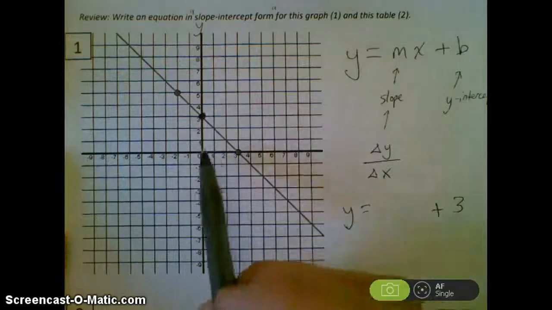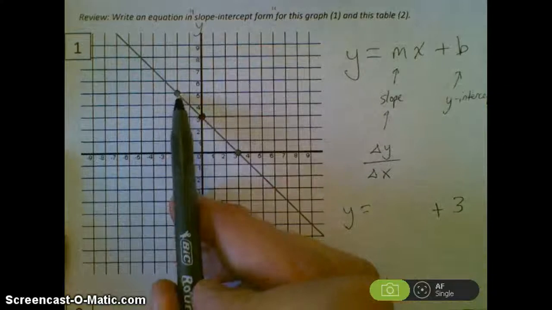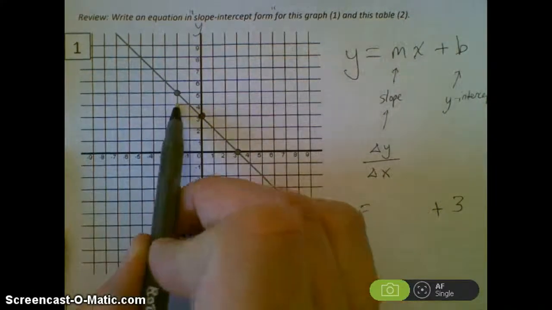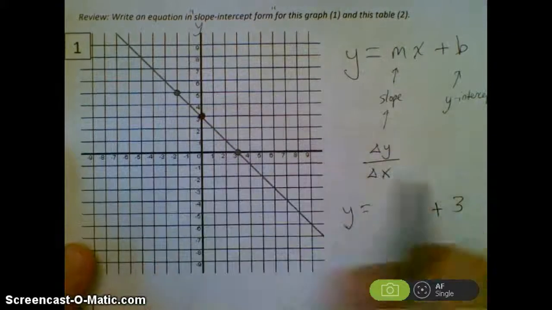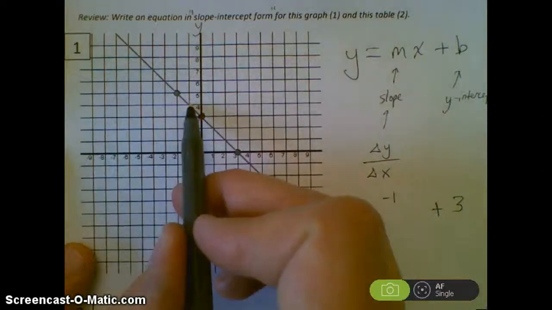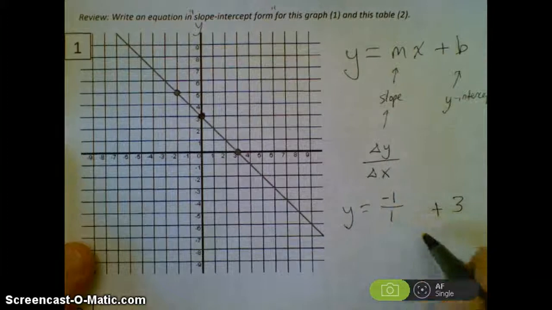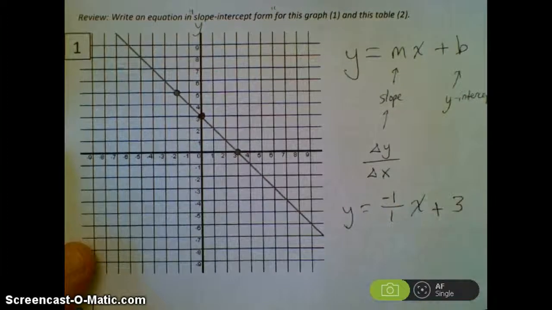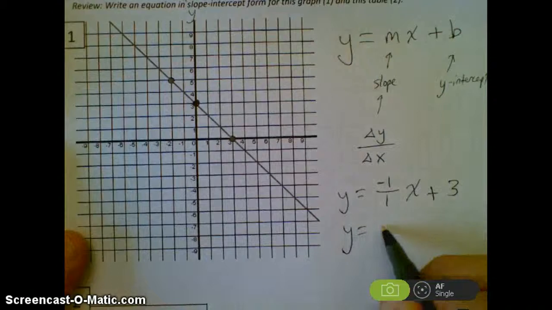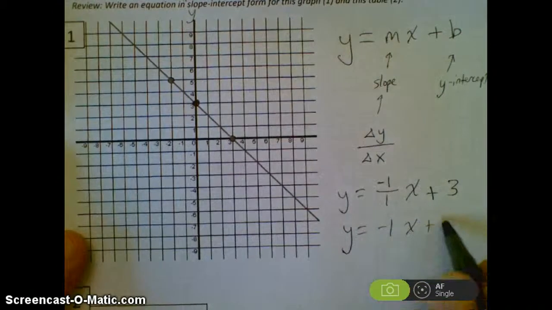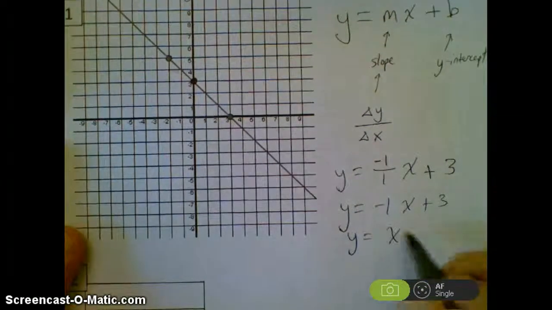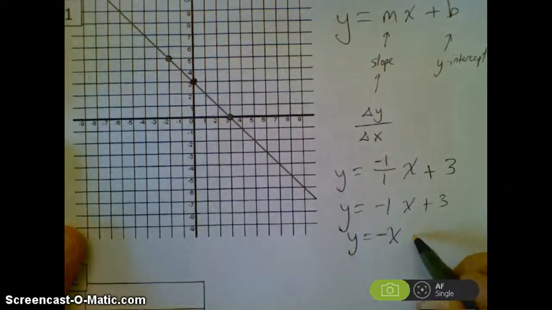And then you counted from one point to the next, down 1, over 1. So change in y was down 1. Change in x was over 1. Can't forget that x. And maybe you simplified that to y equals negative 1x plus 3, or just y equals negative x, sorry, plus 3.